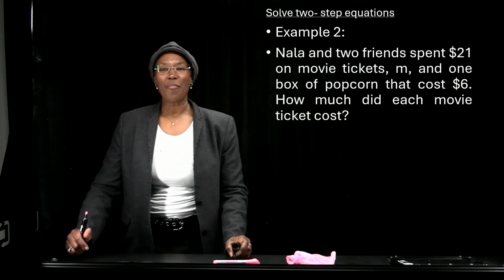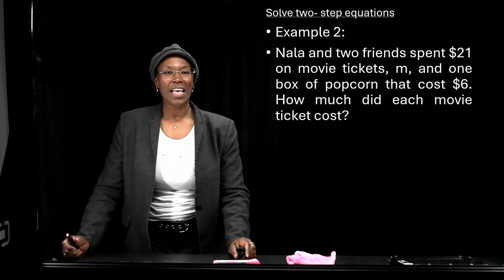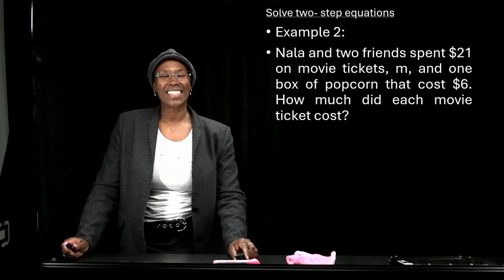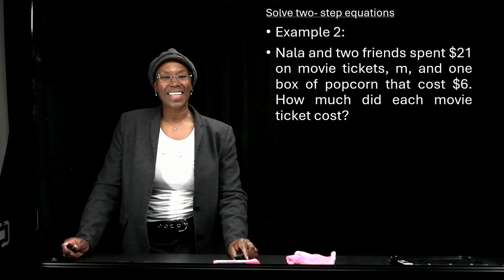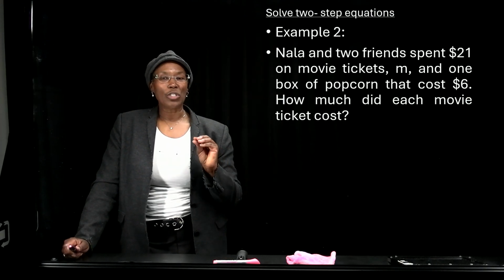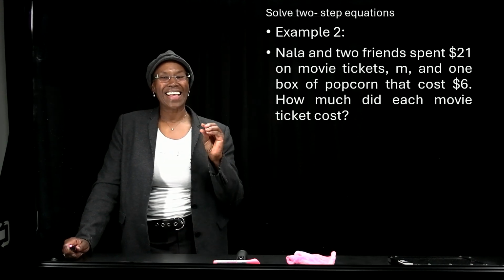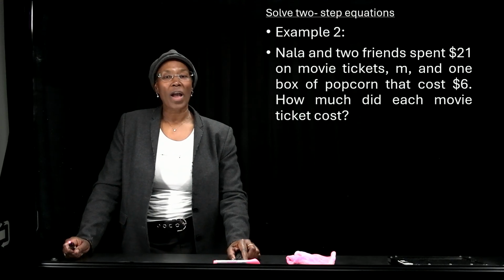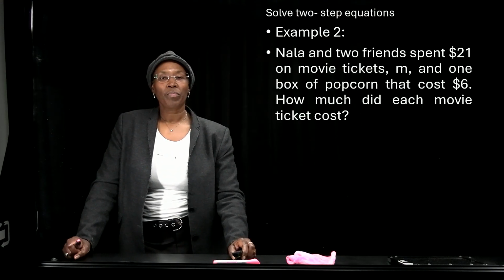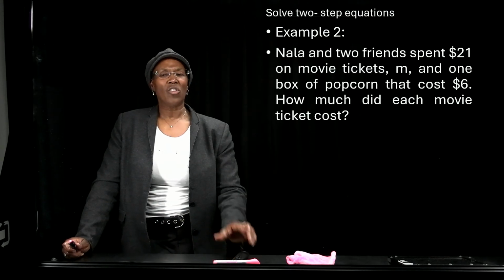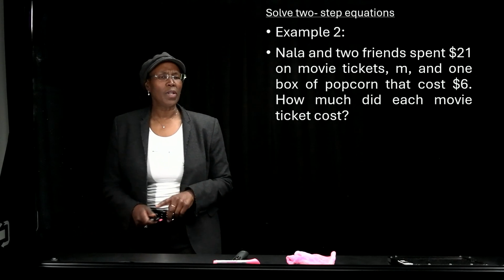So, in our example, we have Nala and two friends spent $21 on movie tickets M and one box of popcorn that cost $6. How much did each movie ticket cost? Okay. Now that we read through the word problem, now we want to slowly go back to the first sentence and dissect each piece of information to make sure that we write the proper two-step equation. So it says Nala and two friends spent $21 on movie tickets. So if I stop there, what is my $21?